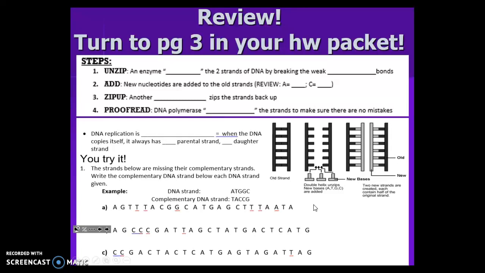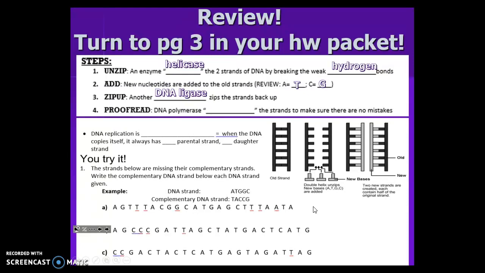So now that you've had a moment to go over these steps, let's go ahead and fill in the blanks together. Step number 1 is the unzipping process. We know that the enzyme helicase is the enzyme that's responsible for breaking those hydrogen bonds in between our DNA nucleotides. Step number 2 is the addition of nucleotides. This is done by DNA polymerase, and it's going to follow the complementary base pairing rules, A to T and G to C.